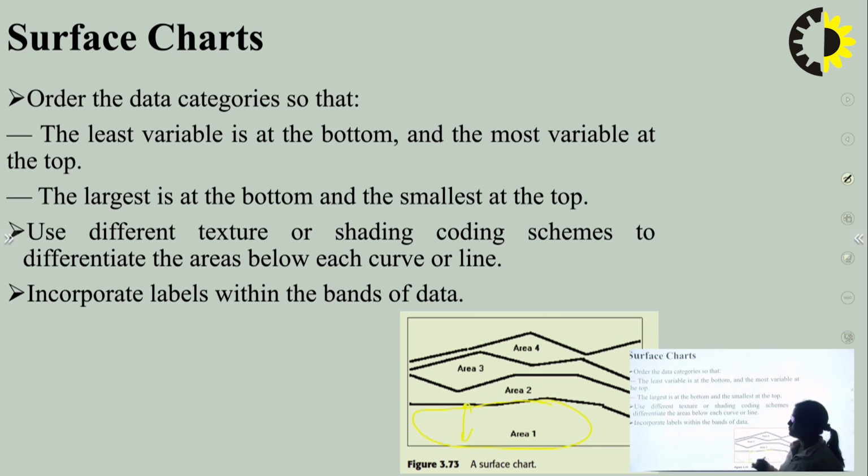And also we have to use a different texture or shading coding scheme to differentiate the area below each curve or line, and incorporate labels with the bands of data. Okay, so here we are using texture or shading coding scheme. So what is the difference? If we are using shades or different codes, we can easily differentiate between the different areas. So for this purpose, we are using our texture or shading coding scheme. So this is all about surface chart.